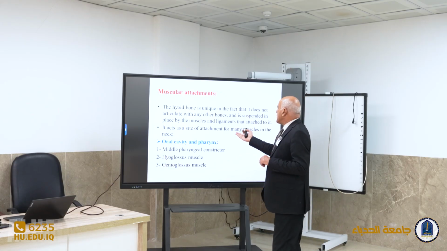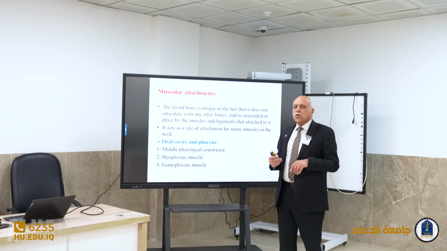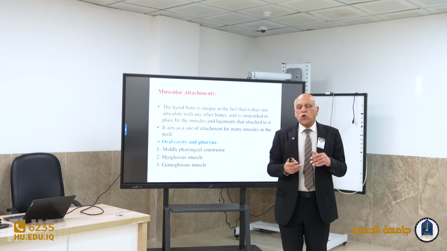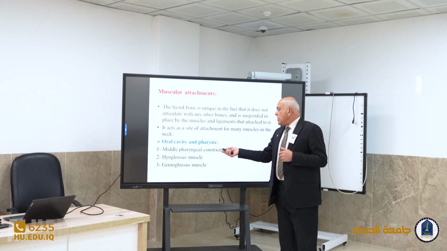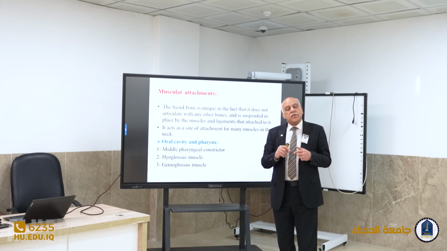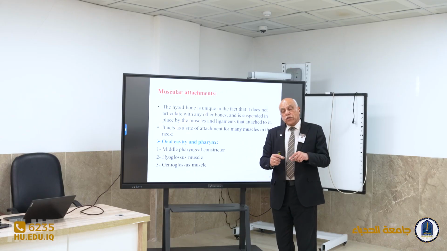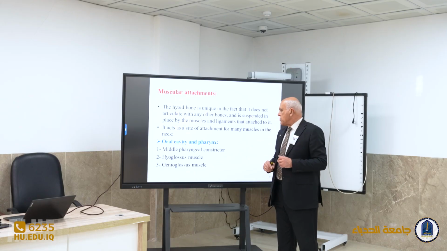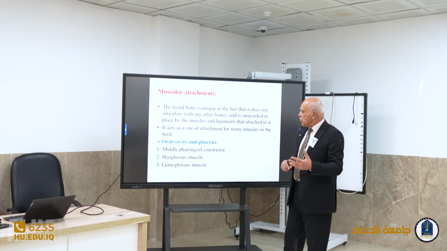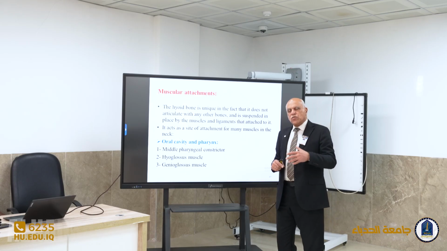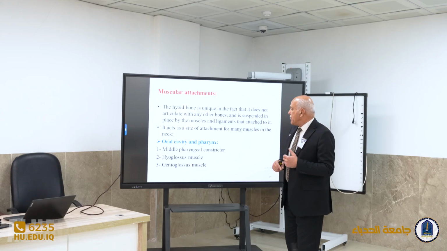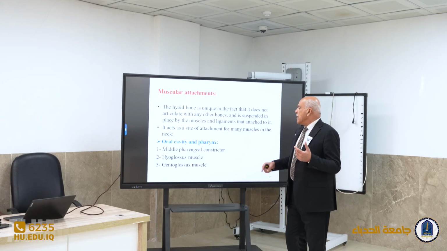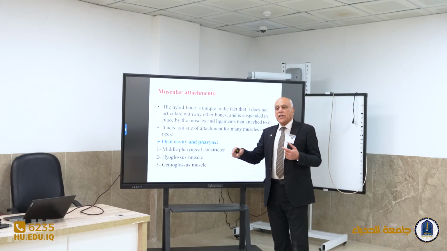It acts as a site of attachment of many muscles. As we said, we divided these muscles into 3 groups. The first group of muscles attached to the hyoid bone are related to the oral cavity and pharynx, and we will talk about these muscles later on in the future, inshallah, in the next lectures. Just know their names, and we'll study these muscles in detail in another lecture in the future, inshallah. So, what are these muscles related to the oral cavity and pharynx?